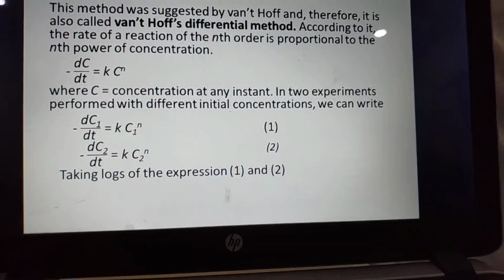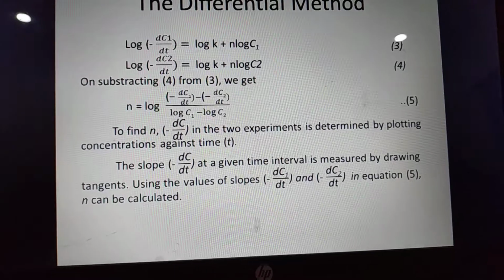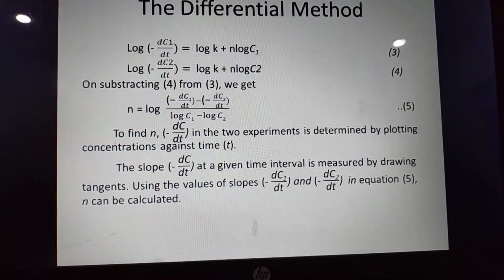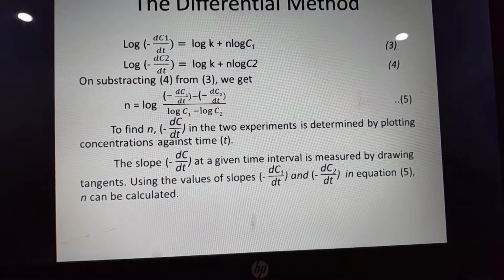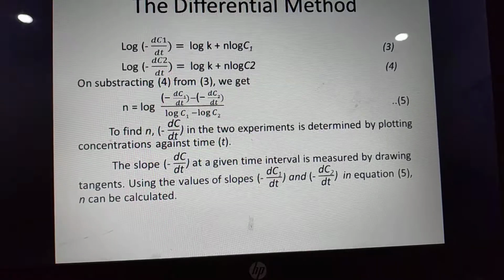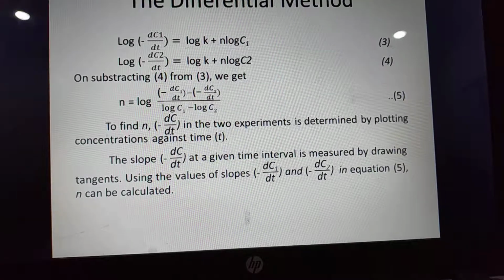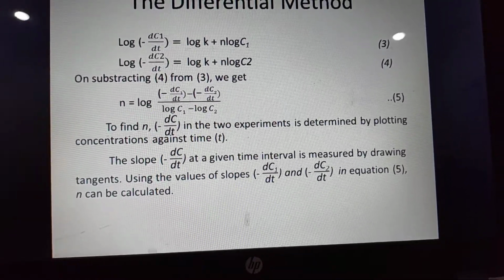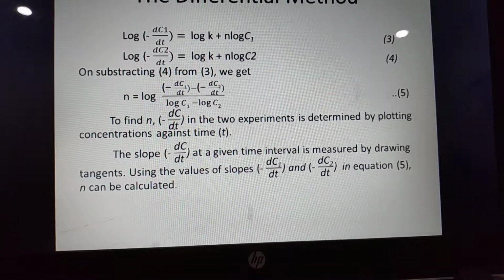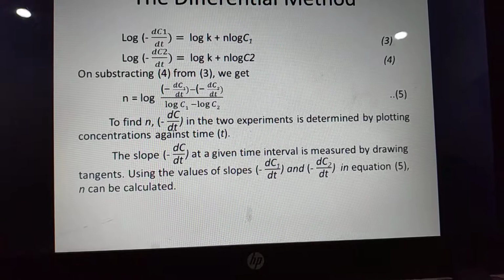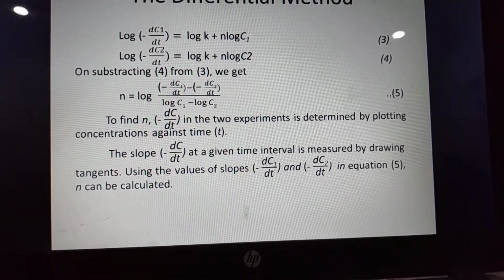Taking logs of expressions 1 and 2, we get log of minus dC1 over dt is equal to log K plus n log C1. Similarly, log of minus dC2 divided by dt is equal to log K plus n log C2. So on subtracting equation 4 from equation 3, we get n is equal to log of minus dC1 over dt divided by minus dC2 over dt, divided by log C1 over C2.